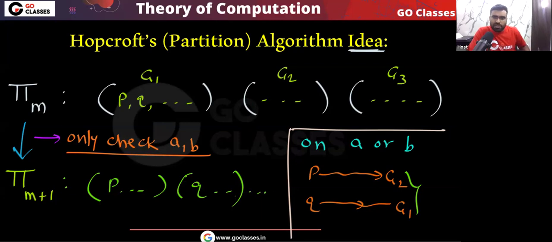Please tell me, did you understand? So remember, if p comma q on a or b are going to different groups, then remember what we will do, this pq we will separate in pi m plus 1. So this is the idea. Now you might be having some confusion, don't worry, with an example this algorithm will become very clear. This is a very simple algorithm, let me tell you. When we take examples, then it will become very clear.